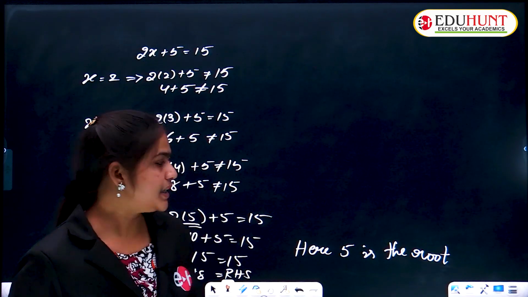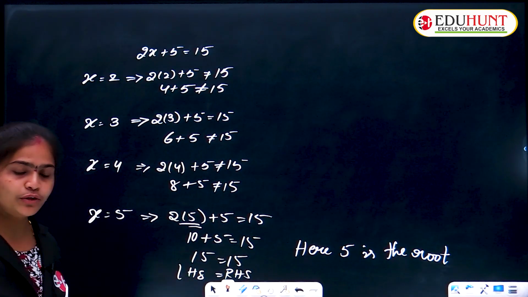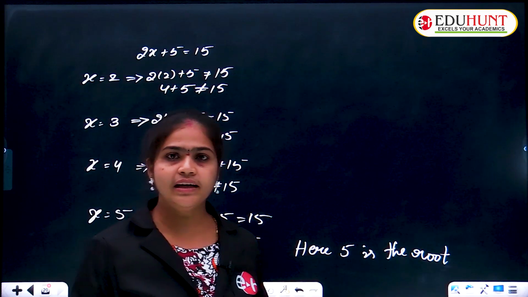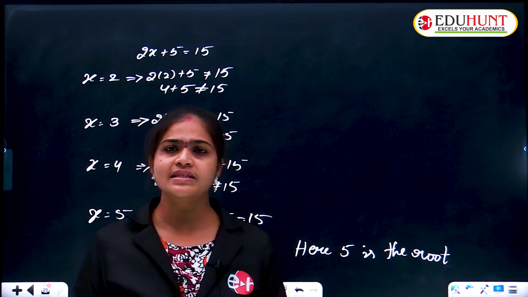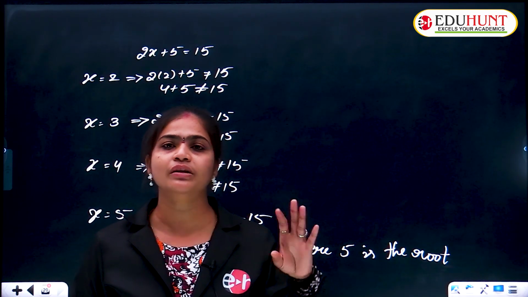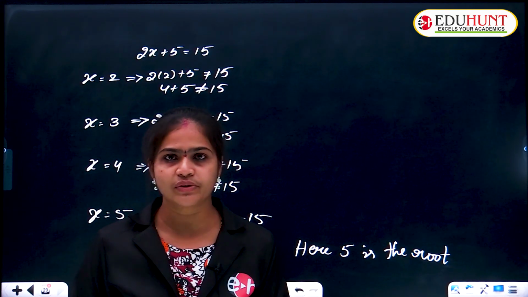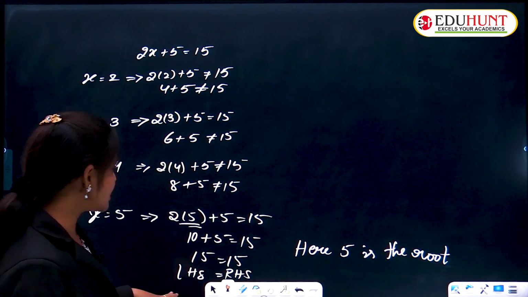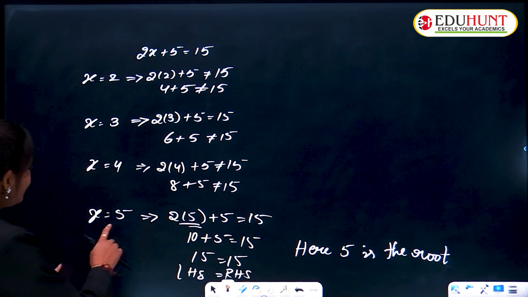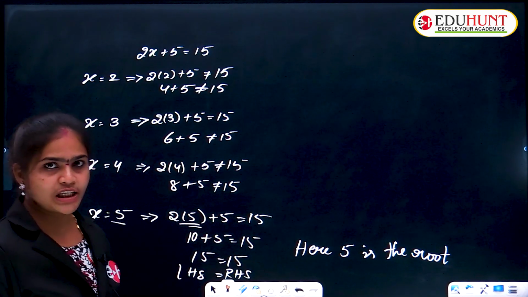Children, here we just took 1, 2, 3, 4, 5, but this process is not possible for all equations. Actually we have 3 methods, which we will discuss in the next videos. For now, the value which is satisfying is called root or solution.